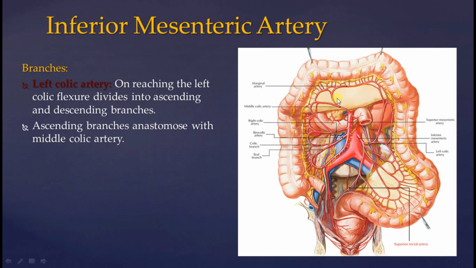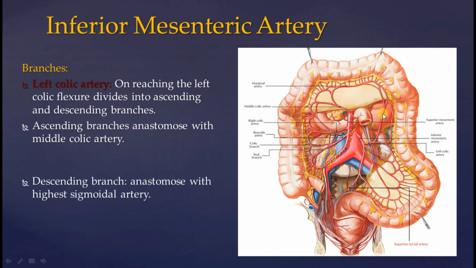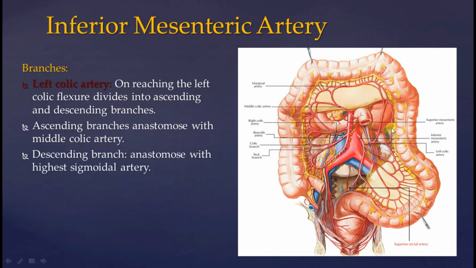So the ascending branch anastomoses with the right branch of the middle colic artery. The descending branch will anastomose with the highest sigmoidal artery, the descending branch of the left colic artery.